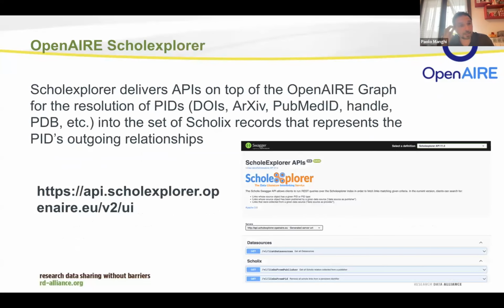And then, as I mentioned, the OpenAIRE graph has an API called Scholix Explorer that gives access to the resolution mechanisms that allow, from a DOI, from any persistent identifier out there, so arXiv identifiers, PMC identifiers, DOIs, PDBs, any PID considered out there, including handles, to be resolved into the identifiers that are linked to it, together with the semantics of the link.